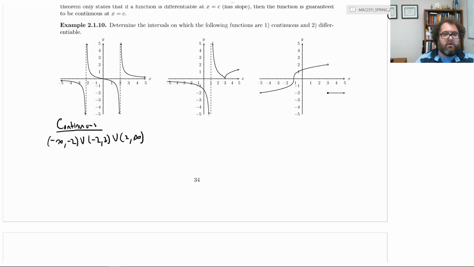Now, where is it differentiable? When you're looking graphically to figure out where a function is differentiable, you're looking for three things actually. Is it continuous? So make sure the function is defined, and then make sure there's no cusp or no vertical tangent line. So here, this first example on the left, the only trouble are the two vertical asymptotes. There's no cusps, there's no sharp turns, there's no vertical tangent lines, so it's differentiable over the exact same domain.